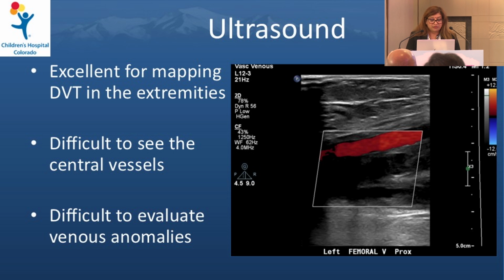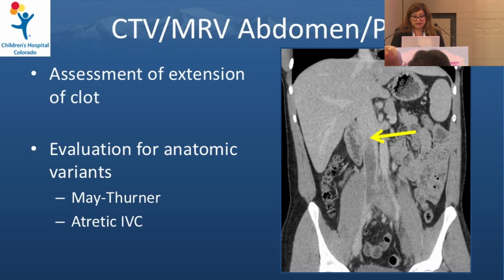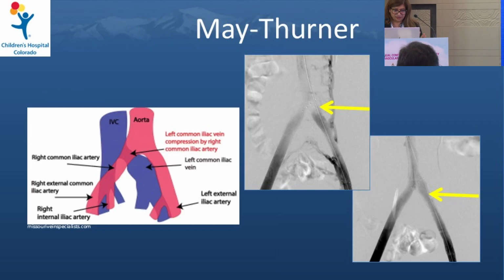And it's really good for mapping the vessels there. It is difficult, though, however, to see central vessels and difficult to evaluate for any venous anomalies. So with that, we'll get a CTV, MRV, abdomen, pelvis. That will be a better assessment of the extension of clot and also to look for some anatomic variants. So May-Thurner is one of them.